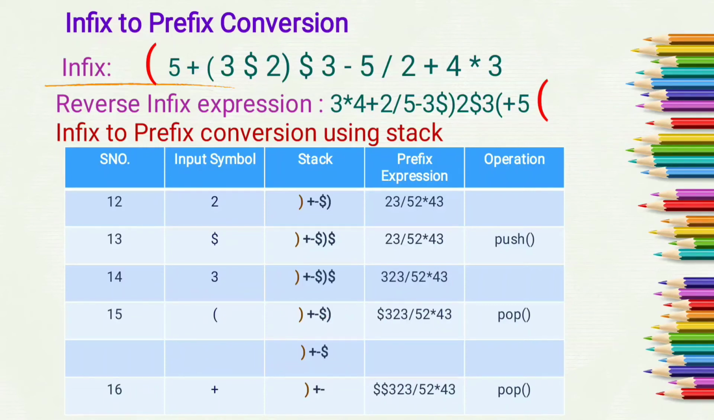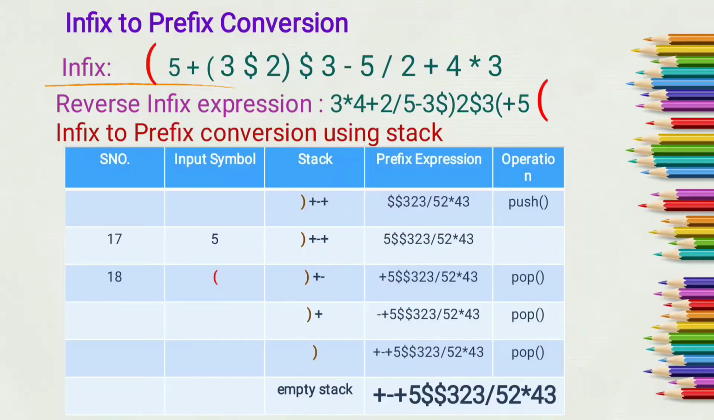Next input symbol is plus. As plus has lower precedence than dollar, first we have to pop dollar from the stack and add it into the prefix expression. Now plus and minus have the same precedence, so we can push plus over minus. So we push plus into the stack. Next input symbol is 5, which is an operand. We have to add it into the prefix expression.